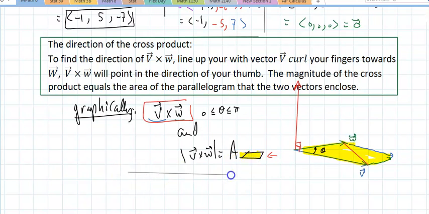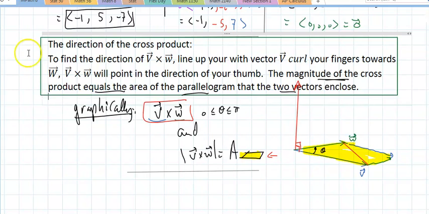So, let me look at a couple of problems. Now here we say the direction of the cross product. That's something you could read. We're not going to really spend time on it because there is no homework on it. Cross your fingers and point. But here, the magnitude of the cross product is equal to the area of the parallelogram that the two vectors enclose. I would like to look at a few problems.